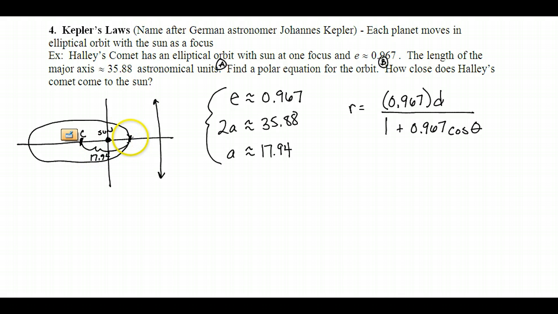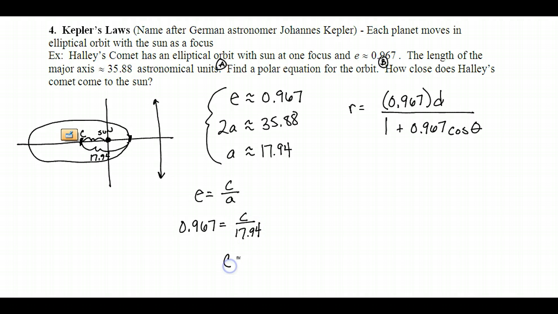I really just want to figure out, what is this value? Well, I can do that by figuring out what is this A value, and I can find A because I have this C value, which is the distance from your center to your foci. And I can do that because I have the eccentricity and I have A. So remember, eccentricity is equal to C divided by A, which allows us to set up 0.967 is equal to C divided by A, 17.94.